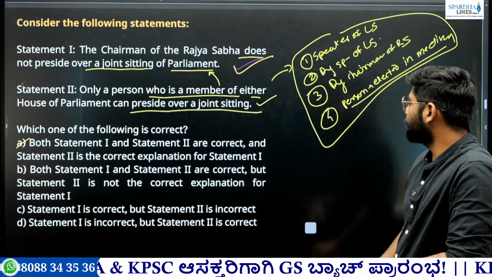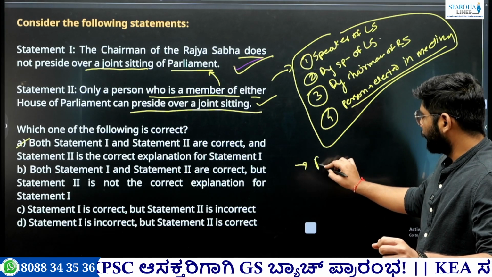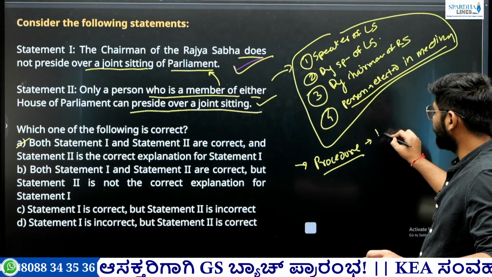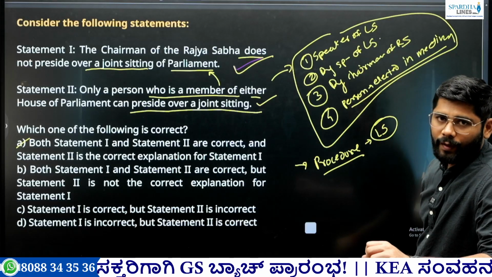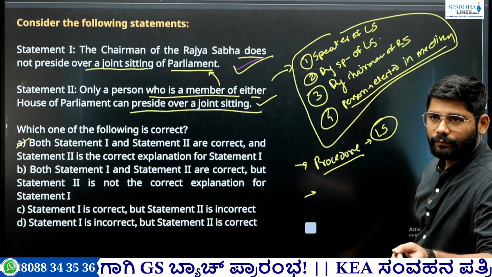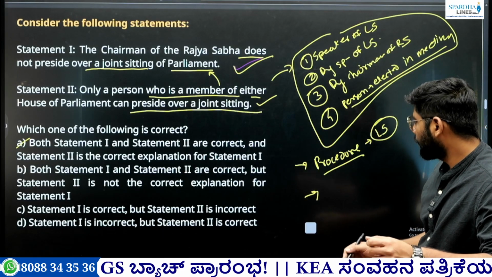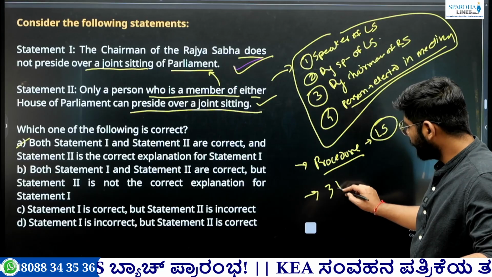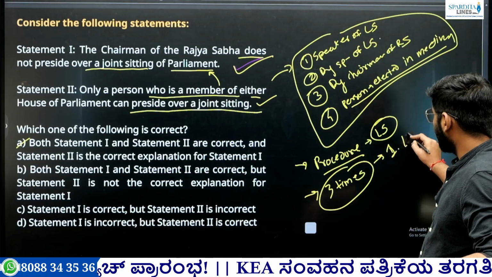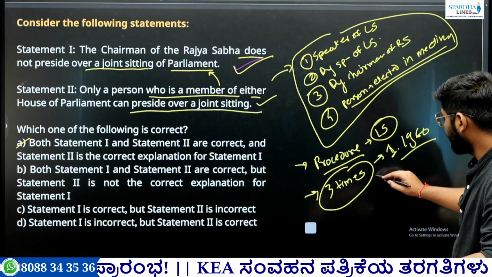Now, when it comes to the joint sitting, there are certain conditions we should know. The procedure of the joint sitting is regulated by the procedure of the Lok Sabha, not Rajya Sabha. This is one condition. Then, we have seen the conditions when the president can summon a joint sitting. Until now, it has been summoned only 3 times. The first time was in 1960, for the Dowry Prohibition Act.